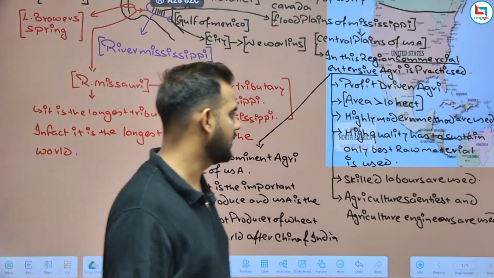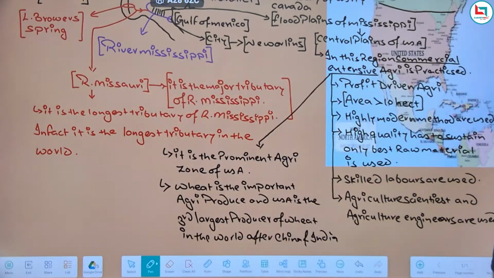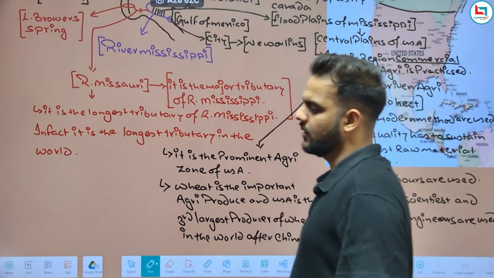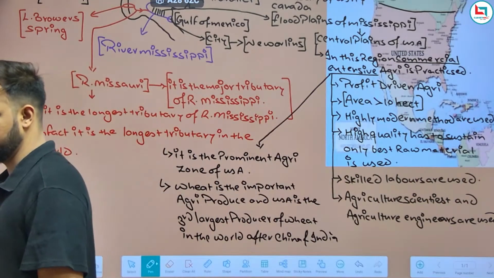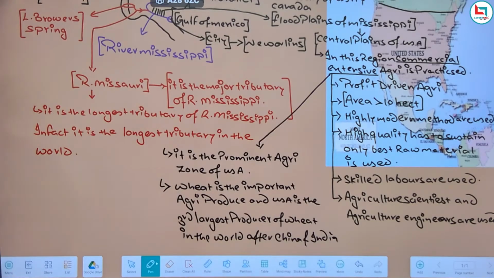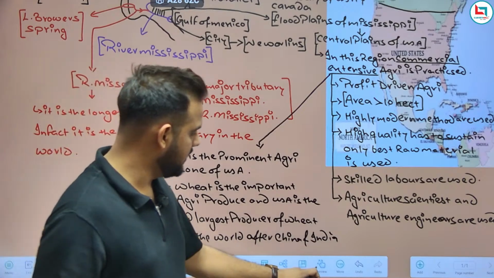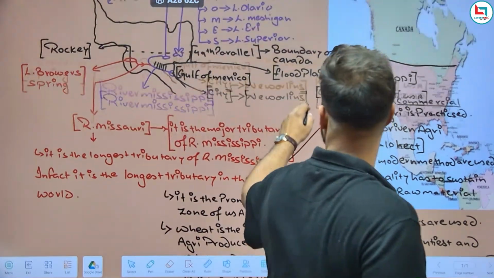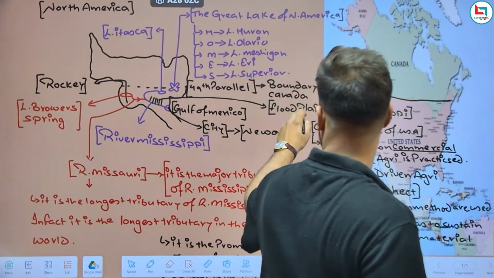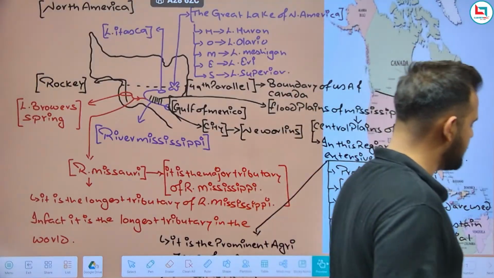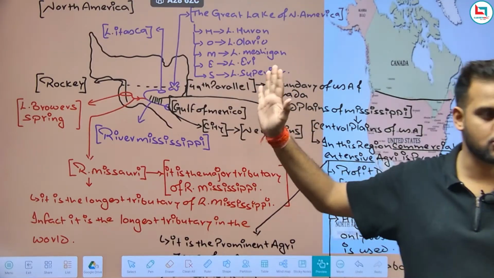So these are the things that we people should know regarding the River Mississippi. Okay. So are we good about these things, guys? Do let me know in the comment box whether we are good about River Mississippi or not. So these are the general characteristics and the general information regarding River Mississippi and its tributary River Missouri.